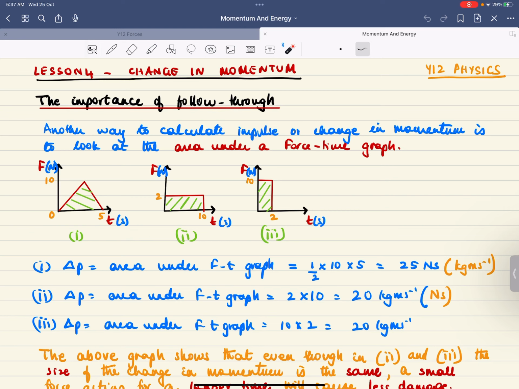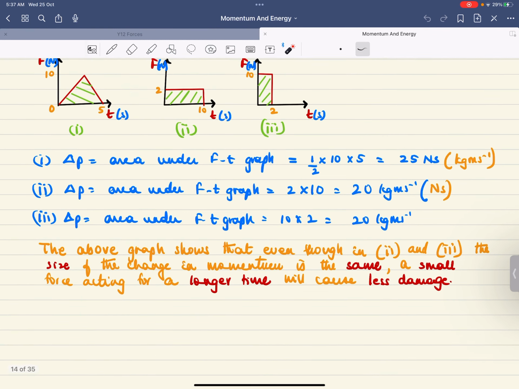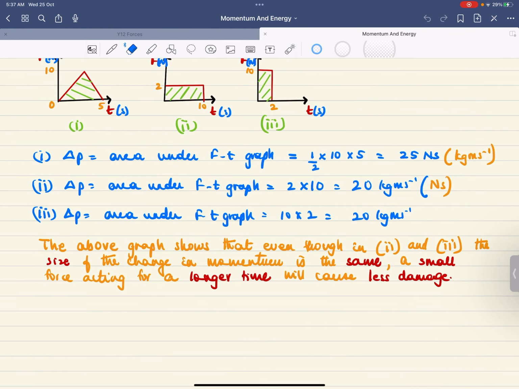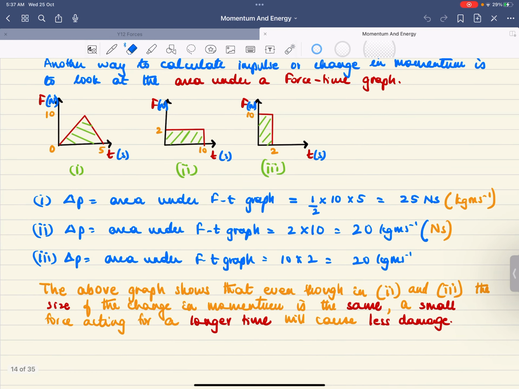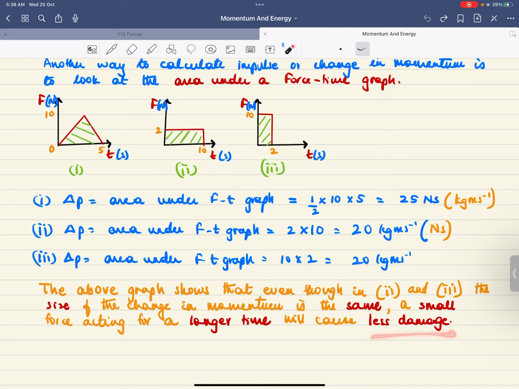Now, these two shapes are the same, so you get the same answer, but what you notice is over here, a small force acting over a longer period of time will bring about the same change in momentum as a larger force acting for a small amount of time. And the other thing is that the direction of the change in momentum is the same as the direction of the force that provides it. But if the force is small, acting over a long time, then there is less damage caused. So less damage when there's a long time and a small force acting.